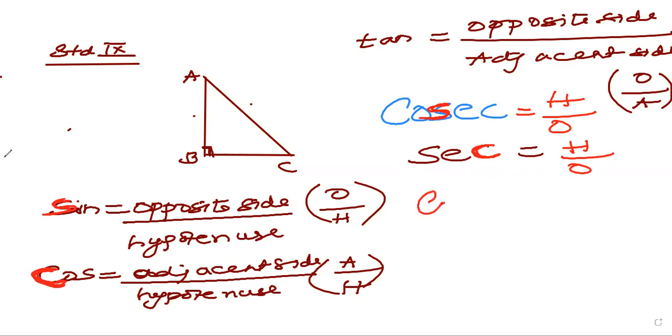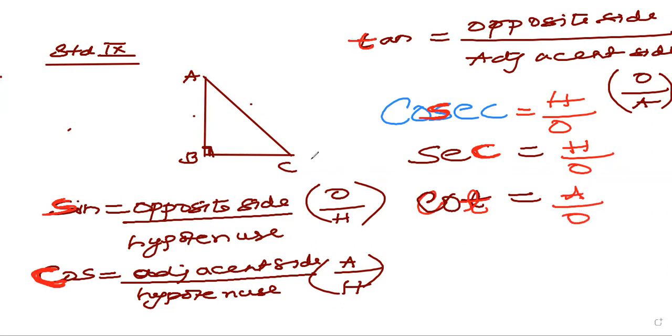Then children, cot. Now just have a look at this cot, children. The third letter of cot is T, children. T से start होता है tan. Tan क्या? Opposite upon adjacent. तो उसका reciprocal A upon O.